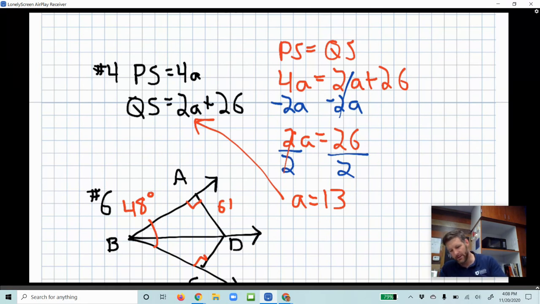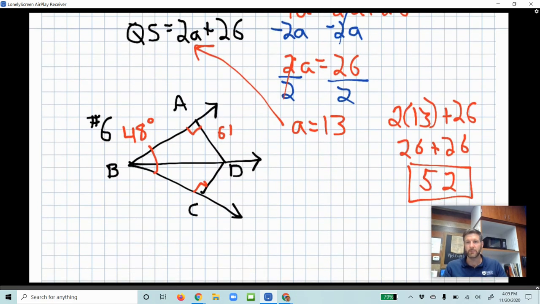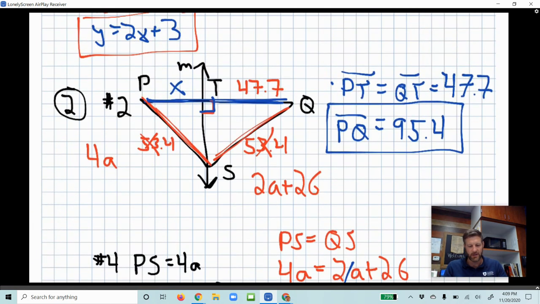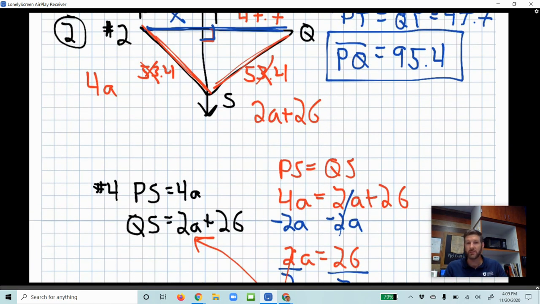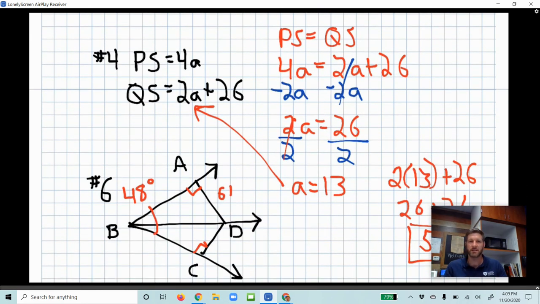So we just need to plug 13 back into here. And so we're going to go 2 times 13 plus 26. That's 26 plus 26, 52. Boom. Okay, 52. So fairly simple, basic algebra, and it's because you know the two sides are equal, so you set your appropriate equation, and then solve, and then don't forget to plug back in. The answer is not 13 because it doesn't ask for A, it asks for the distance of QS.